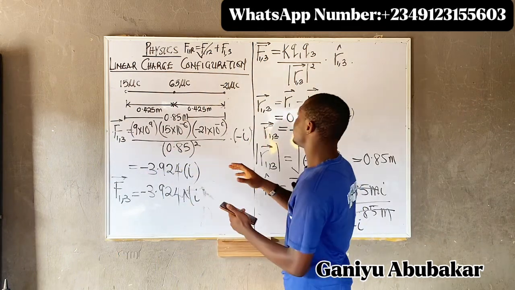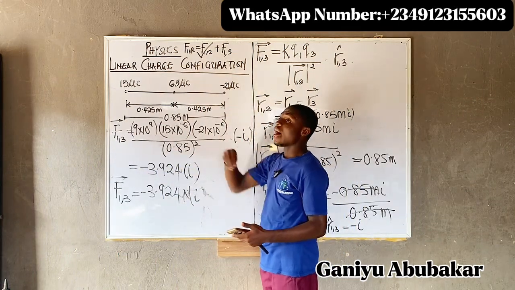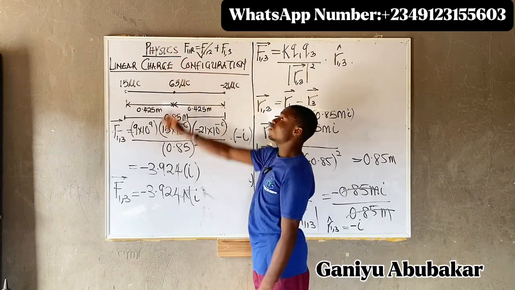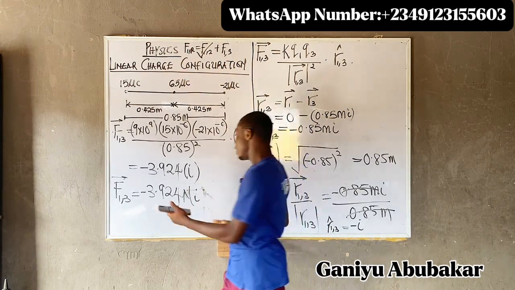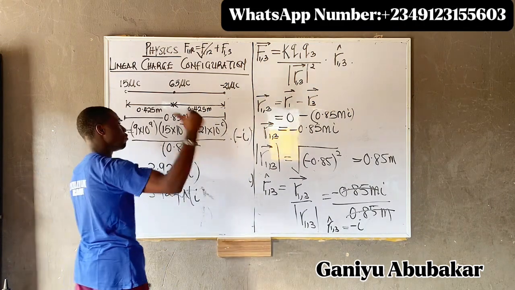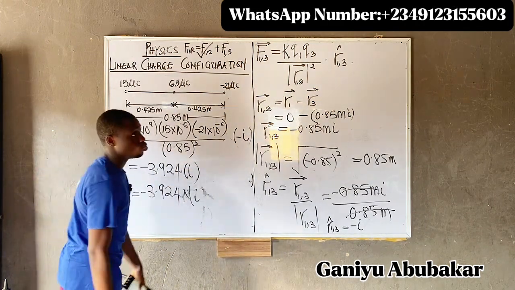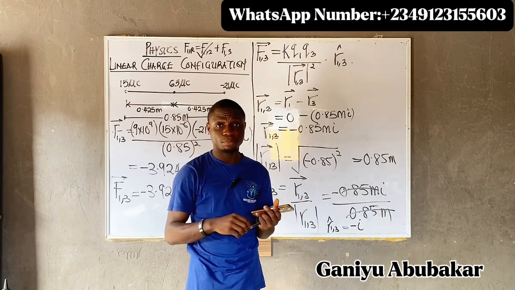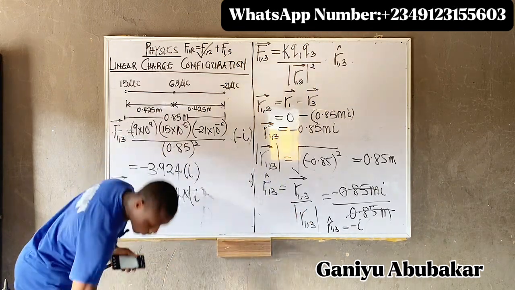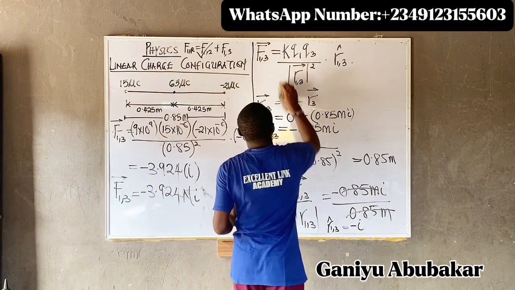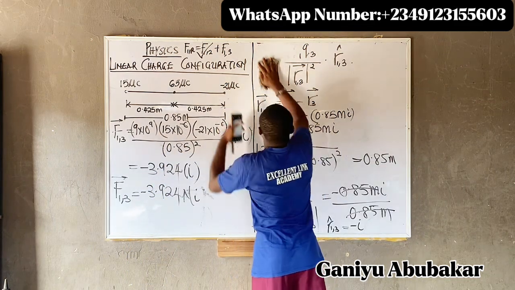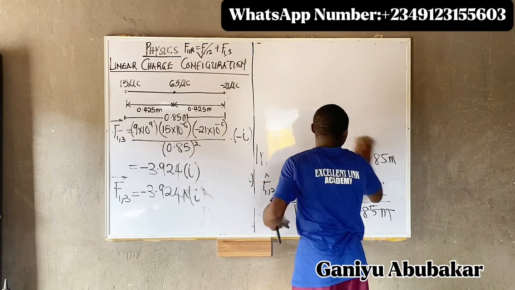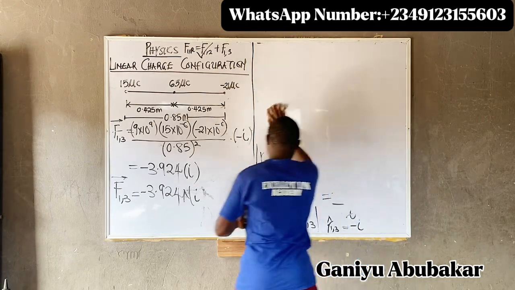Let's listen, please. I've gotten F12, I've gotten F13. Let's now get the value of F1 resultant. It's easy: add this answer to the previous F12 answer, and that's all on this example. So let's get a final answer. Let's get F1 resultant.